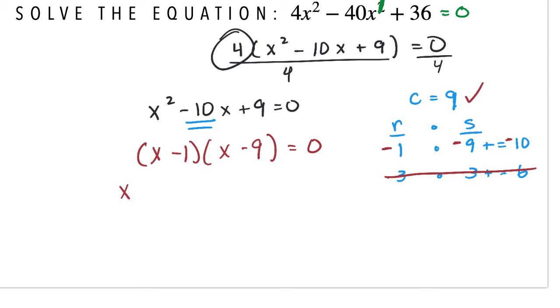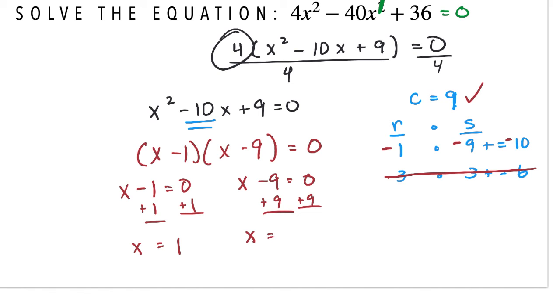We set the first factor equal to 0 and solve it. Add 1 to both sides. We set the second factor equal to 0. We add 9 to both sides. And we get x equals 9. Solutions, x equals 1 and 9. And we're done.